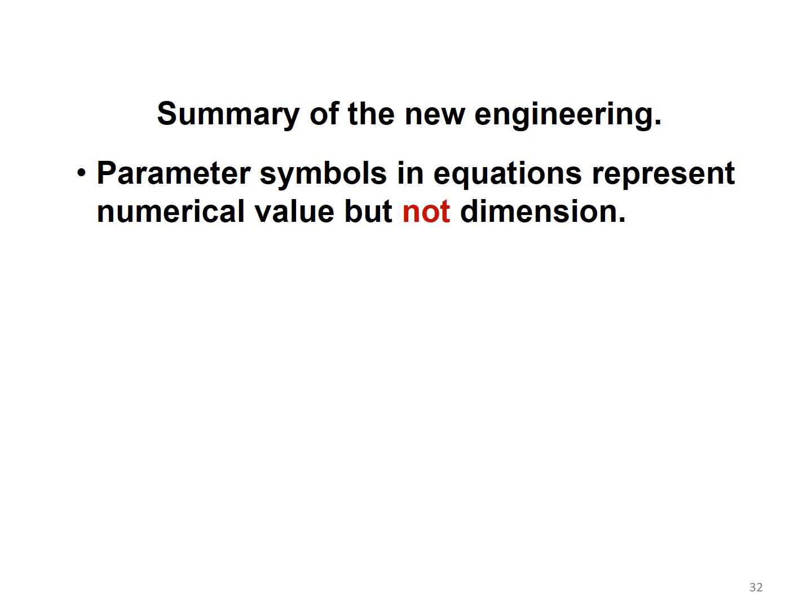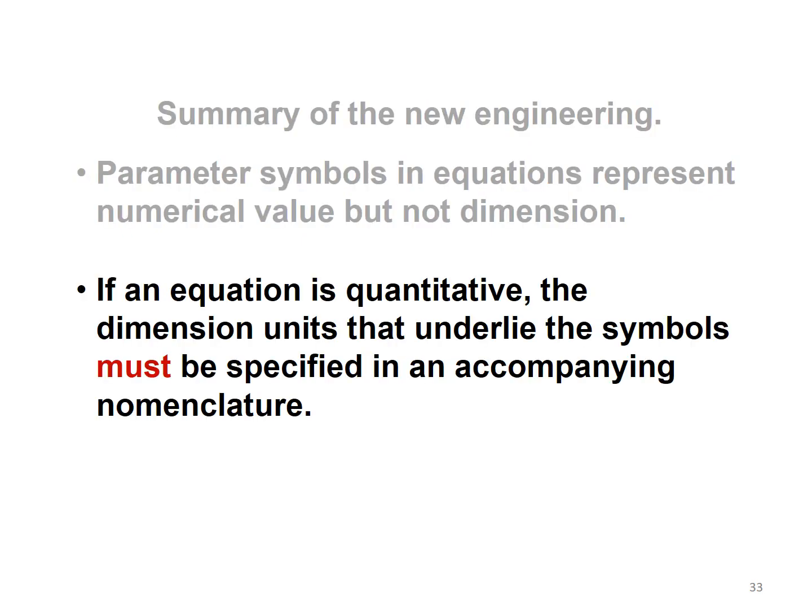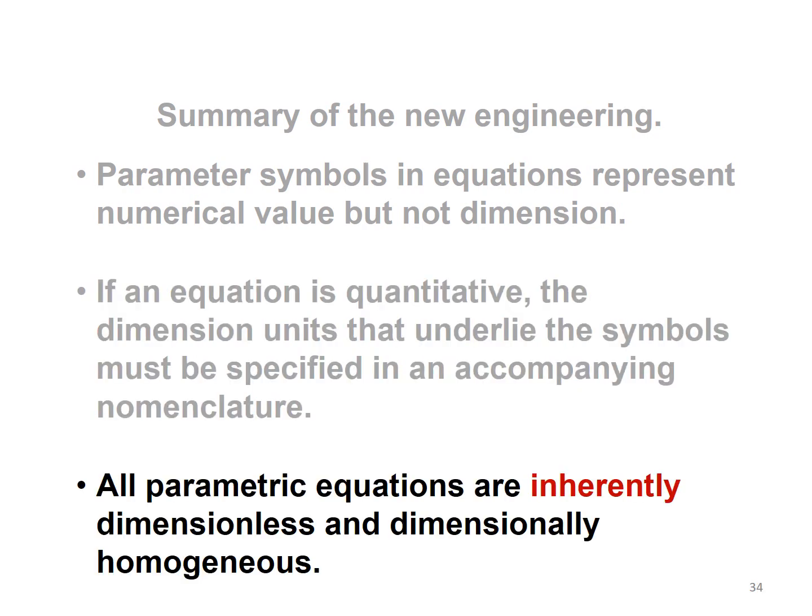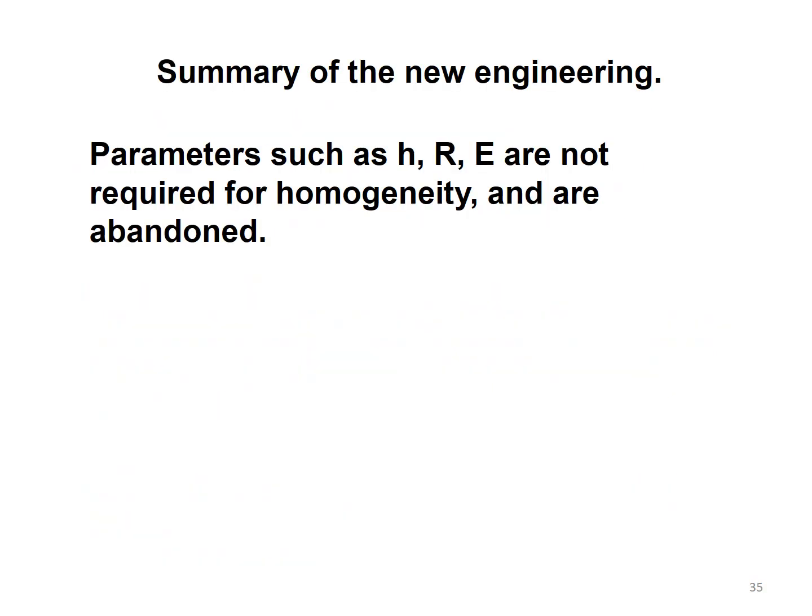In the new engineering, parameter symbols and equations represent numerical value, but not dimension. If an equation is quantitative, the dimension units that underlie the symbols must be specified in an accompanying nomenclature. All parametric equations are inherently dimensionless and dimensionally homogeneous. Parameters such as h, r, and e are not required for homogeneity and are abandoned.